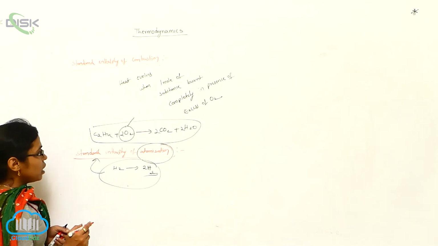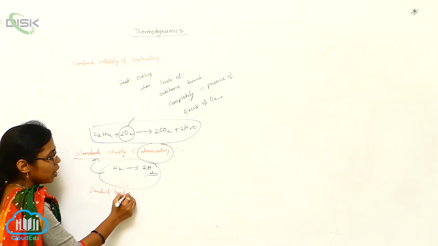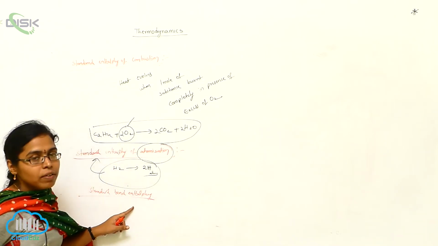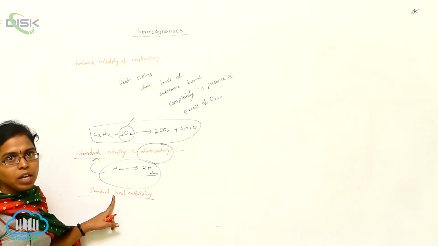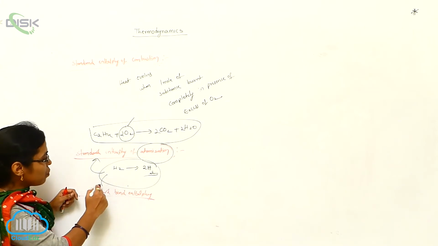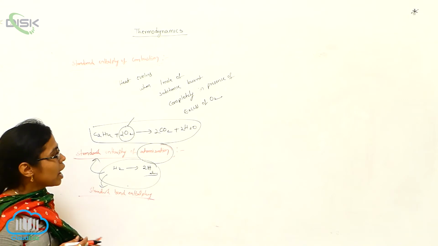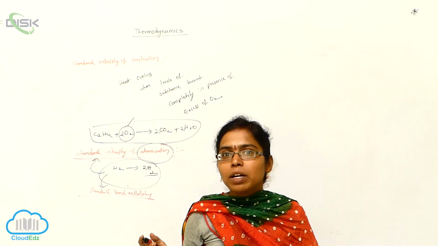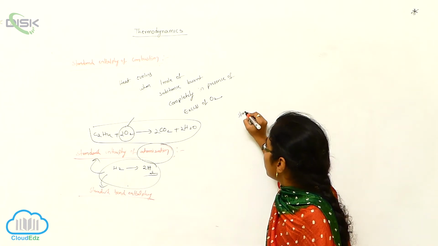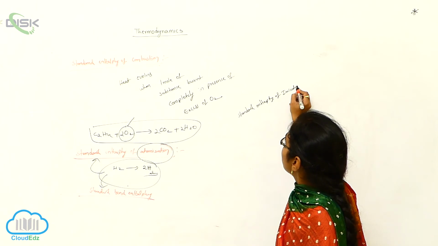Next, standard bond enthalpy. Standard bond enthalpy is simply the bond enthalpy: the energy required for the cleavage of 1 mole of a type of bond is called the bond enthalpy. The same example can be used for the standard bond enthalpy. Next one, standard enthalpy of ionization. Ionization is nothing but converting 1 mole of substance into ions. The energy required for that is called the standard enthalpy of ionization.